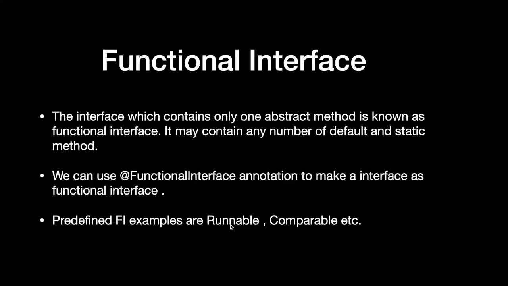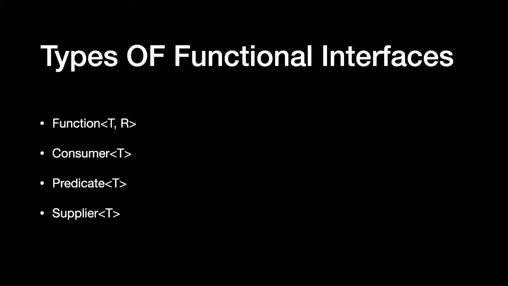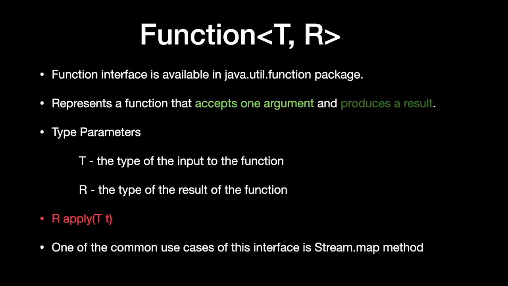Now we are going to see some types of functional interfaces. We have Function, Consumer, Predicate and Supplier. We are going to see what these interfaces are, what methods they have, and how we can make use of them. So let's start with the Function. This Function is also a functional interface which contains one abstract method, which is apply.